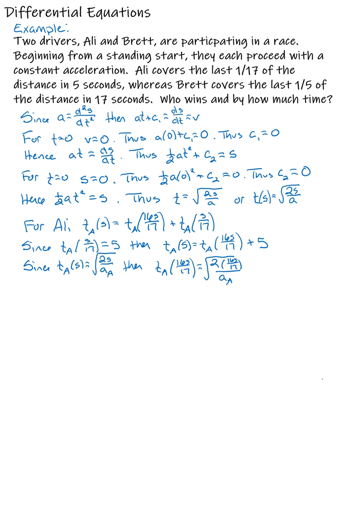We can actually simplify this just a little bit. I'm going to just factor out the square root of 16 over 17 because check this out, what's left is the square root of 2s over a sub a, which ends up being just the square root of 16 over 17 times, check this out, this bit right here, that's just t sub a of s. How nice.